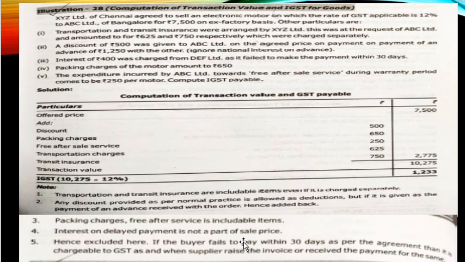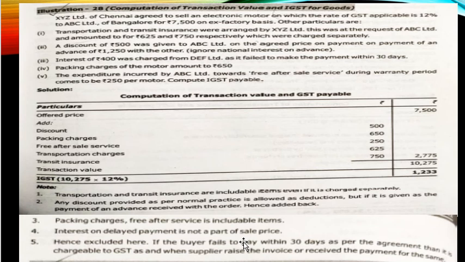Next, interest of 400 was charged from DEF as it failed to make payment within 30 days. So as payment was delayed, 400 rupees was charged. Packing charges of the motor was rupees 650, so we will be considering that. Then the expenditure incurred by ABC Limited towards after sale service during warranty period comes to 250 per motor. So this 250 also will be considered.